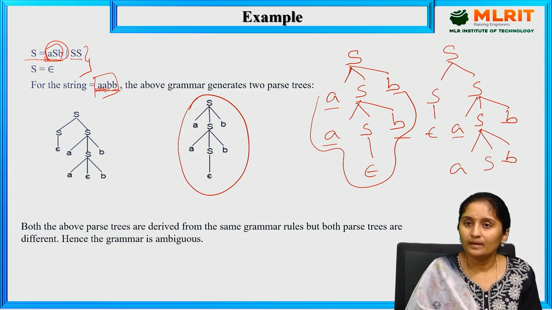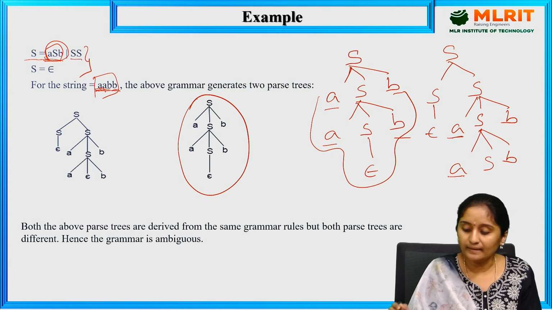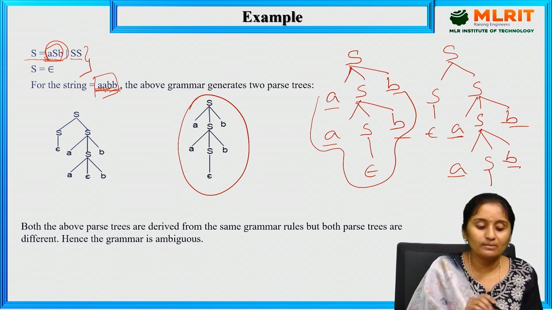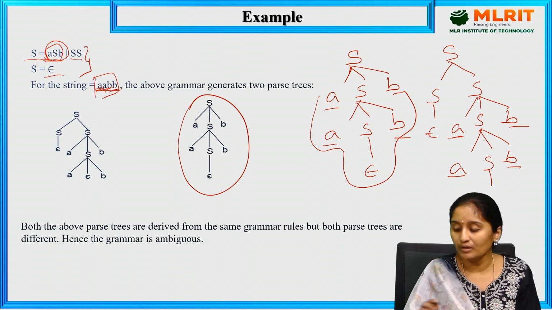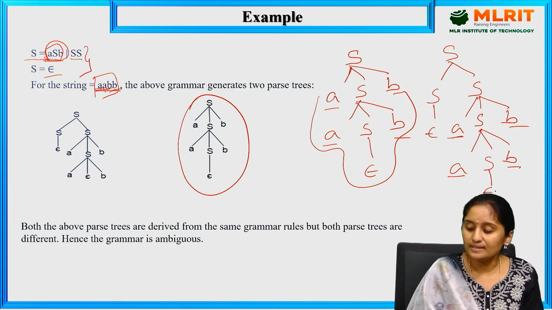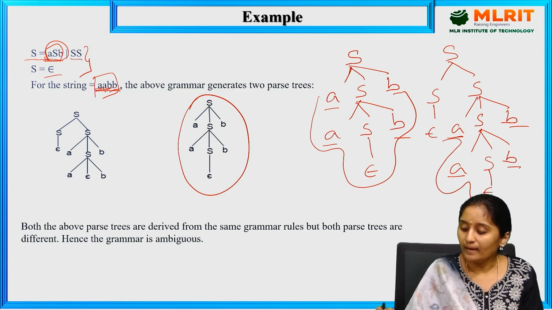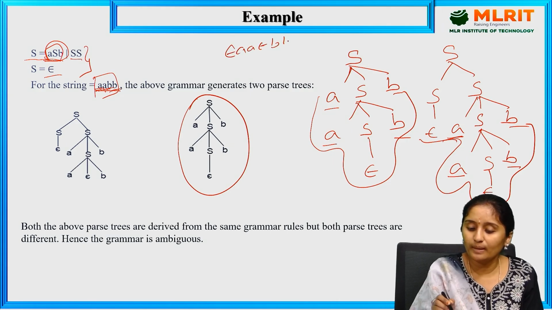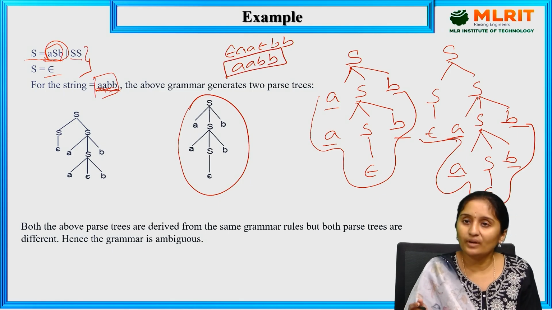ASB, ASB. So I got the first character A, the second character A, the third character B, and the fourth character B. So I need to replace this S with epsilon to end the string. So here I also got A epsilon A epsilon B, epsilon A epsilon B. Epsilon is nothing but empty. So I have generated the string with different parse trees.